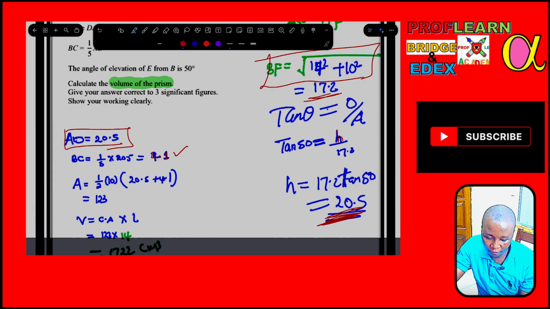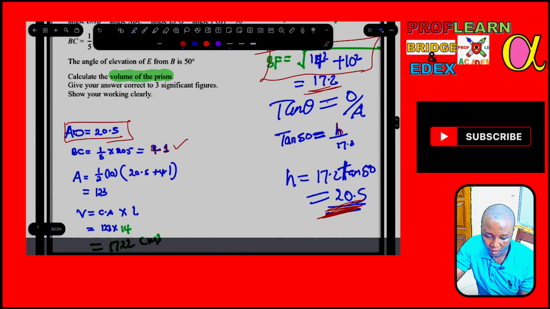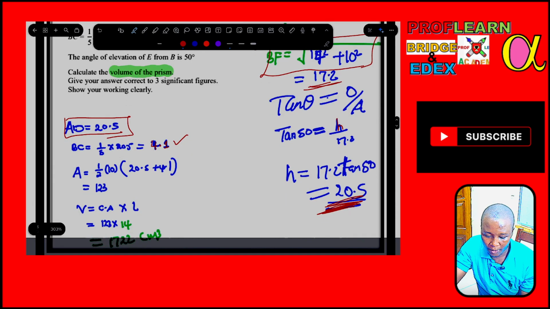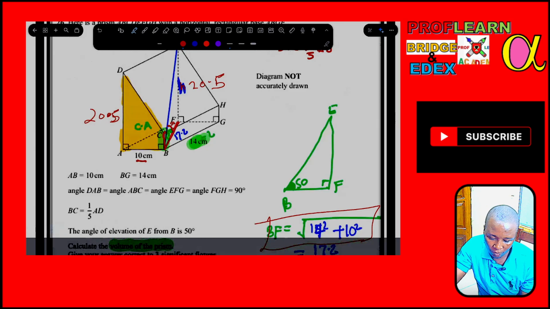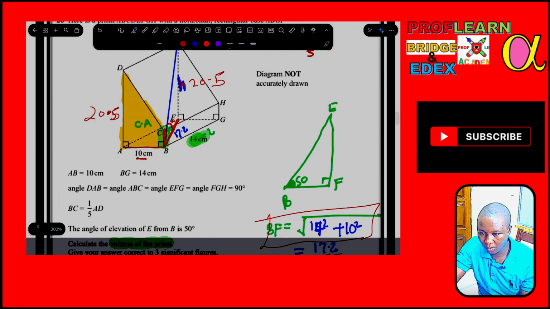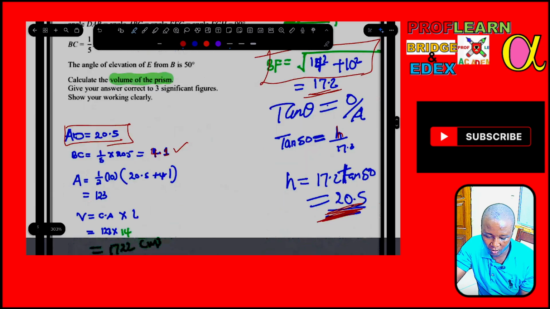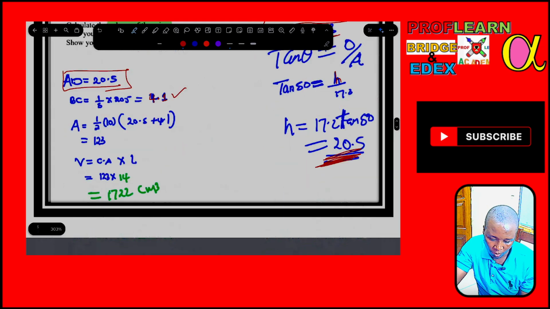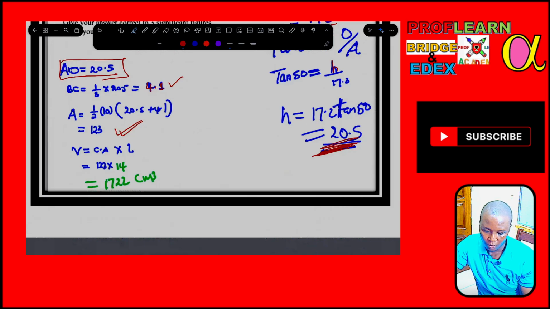Then we can now find the cross-section area, which is a trapezium. So this plus this, and the height of that trapezium is 10. So our cross-section area is going to be equal to 123. Now we have the cross-section area. Something that we need to remember is that volume is equal to cross-section area times the length, and that is going to translate to 1722.